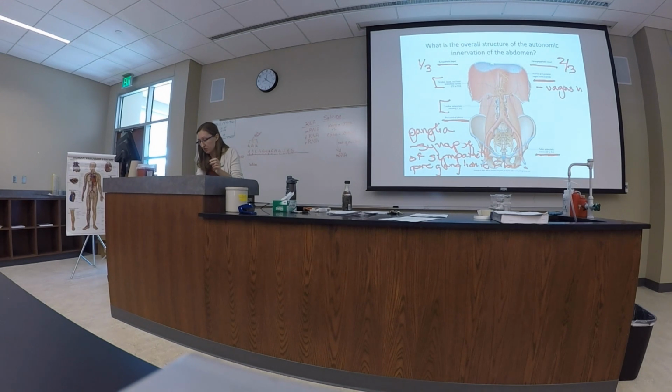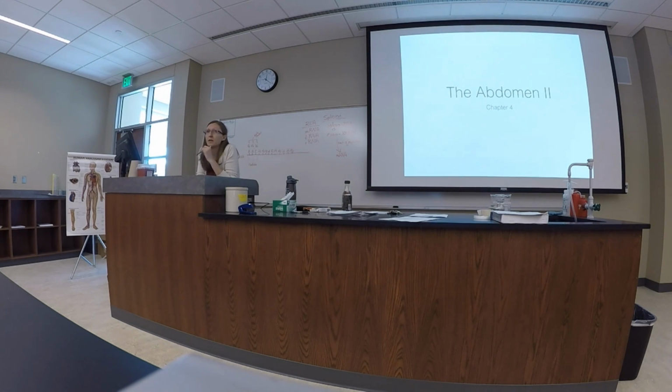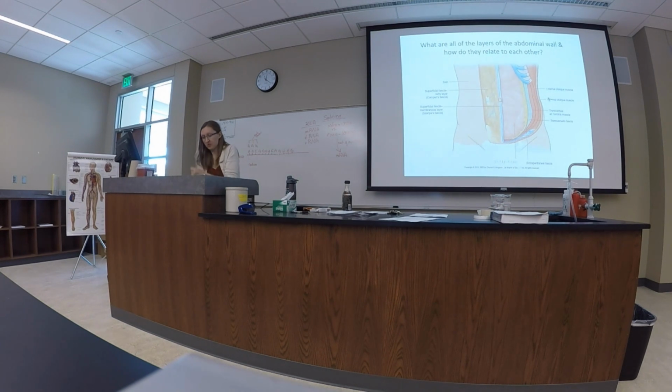So then let's switch over to some regional anatomy of the abdomen, and I will bounce a little bit around compared to what your book is doing, but I thought it made a little more sense with my structure. So first we're going to start out with just a little bit more in-depth discussion of the different layers of the abdominal wall.